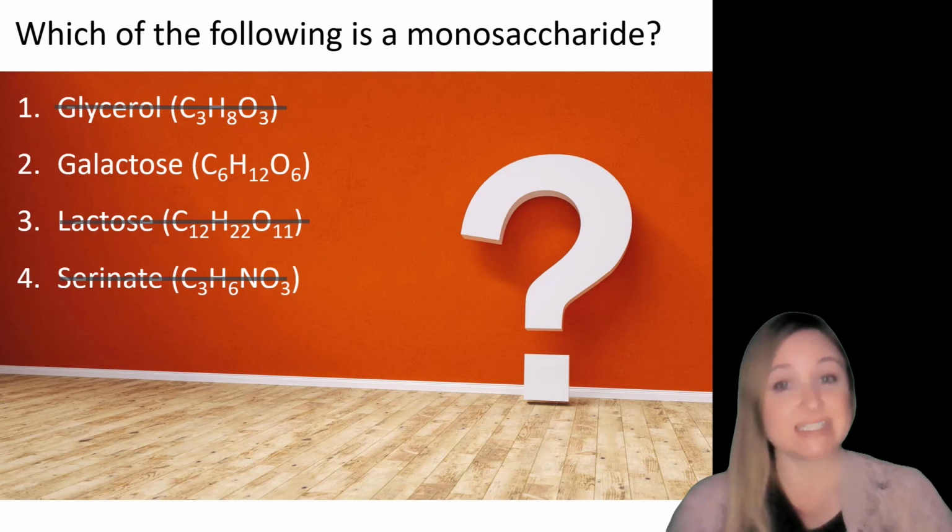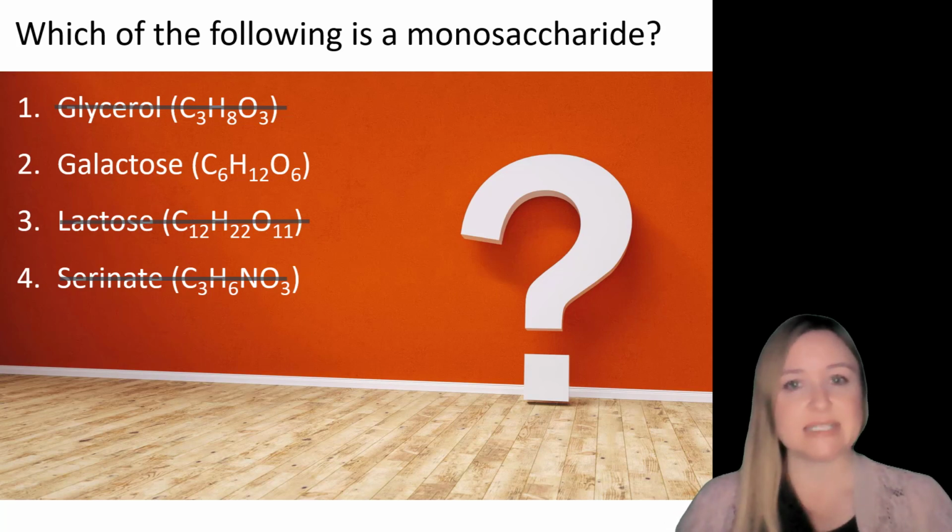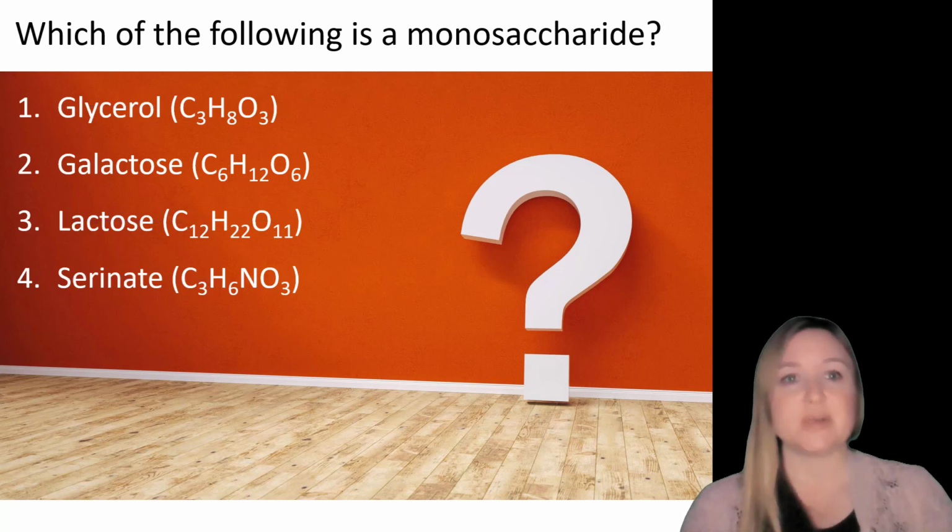It ends in OSE, so we know it's a monosaccharide or a disaccharide. It has 6 carbons, and it follows that 1 to 2 to 1 ratio because there's 6 carbons, twice as many hydrogens, 12, and 6 oxygen molecules. So the answer here, which of the following is a monosaccharide? It's galactose. Let's look at another question.